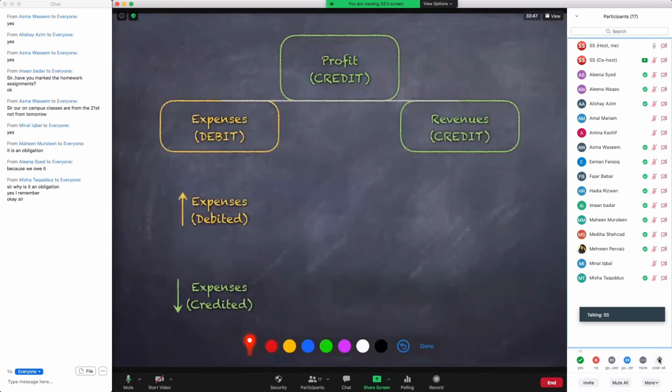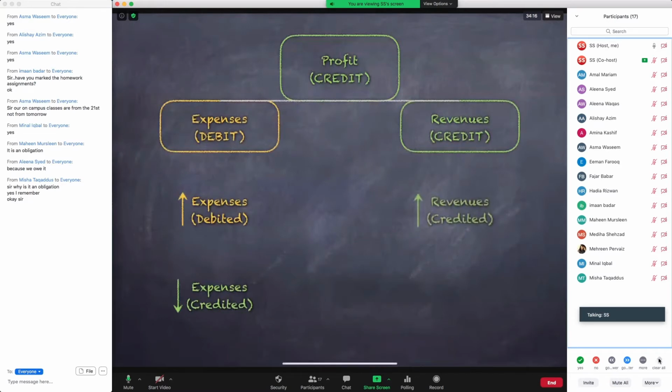Iman, Acha, Amal, Mariam and Amna, Kashif, Amal. We agree that since expenses carry an inherent nature of being debit, a further increase in expenses should be further debited and a decrease in the expenses should be credited. Amal still not giving me the feedback? Amal did. Okay, thank you, Amal.